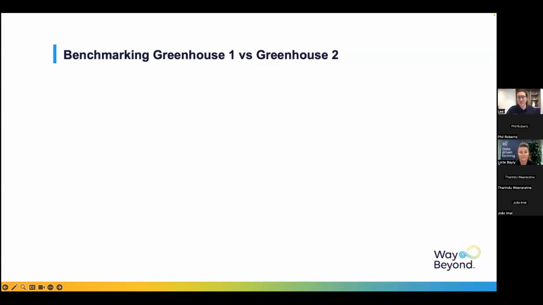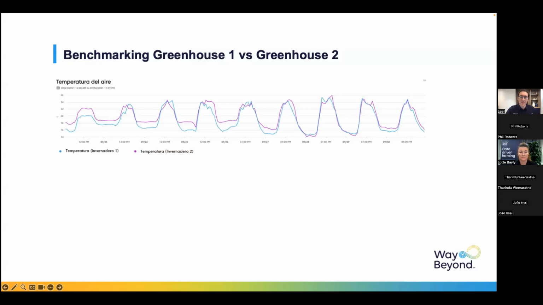Studying the data revealed significant differences in the conditions between the two greenhouses. In this graph here, we can see temperature over time in both greenhouses, where the blue line is the underperforming greenhouse or greenhouse 1, and the purple line is the well-performing greenhouse or greenhouse 2. And as you can see, the temperature in greenhouse 1 was noticeably lower at night times than in greenhouse 2.